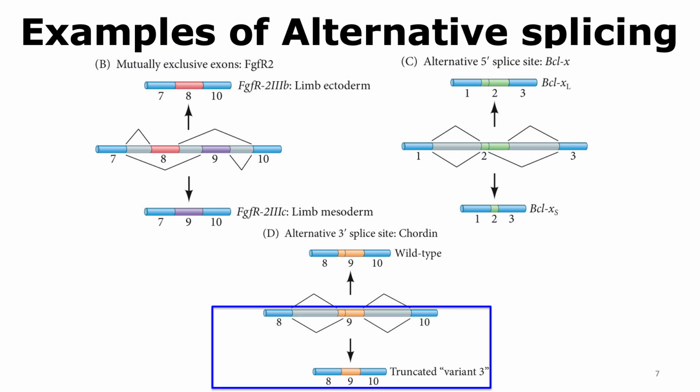However, we could have a 3' splice site being used for exon 9, which results in the complete exon 8 and exon 10 being present in the messenger RNA, but only the 3' part of exon 9 is present. Thus, there are different ways by which alternative splicing can occur.